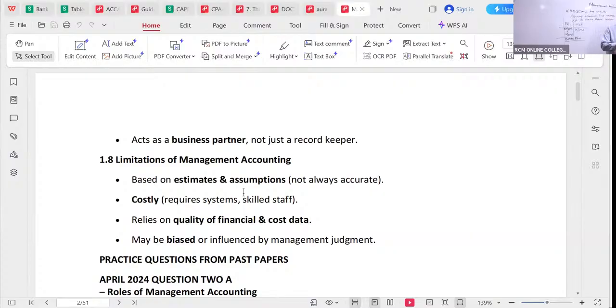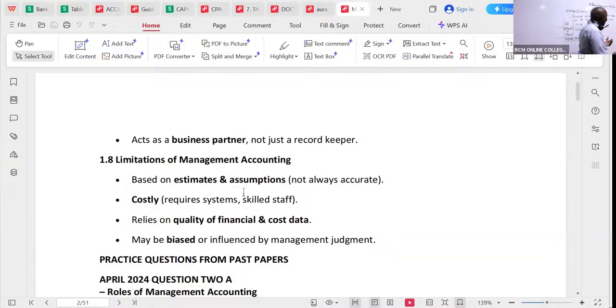So it is a subject, a discipline that is quite costly. It requires systems and skilled staff. It relies on quality of financial and cost data. So if your financial data is not of high quality, then the management reports cannot be okay. They may be biased or influenced by management judgment.